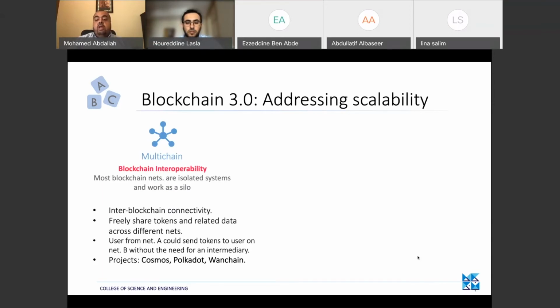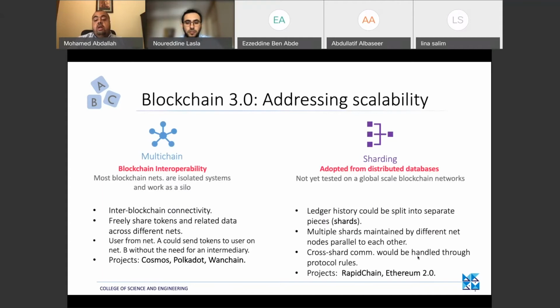And then the last one is sharding. Sharding is another type of scalability. Rather than having the blockchain handle all the users and all the transactions, the ledger history can be split into separate pieces, and multiple shards will be maintained by different groups of nodes within the blockchain, in parallel to each other. And there will be some cross-shard communication held through protocol rules. There are projects like this, such as RapidChain and Ethereum 2.0.